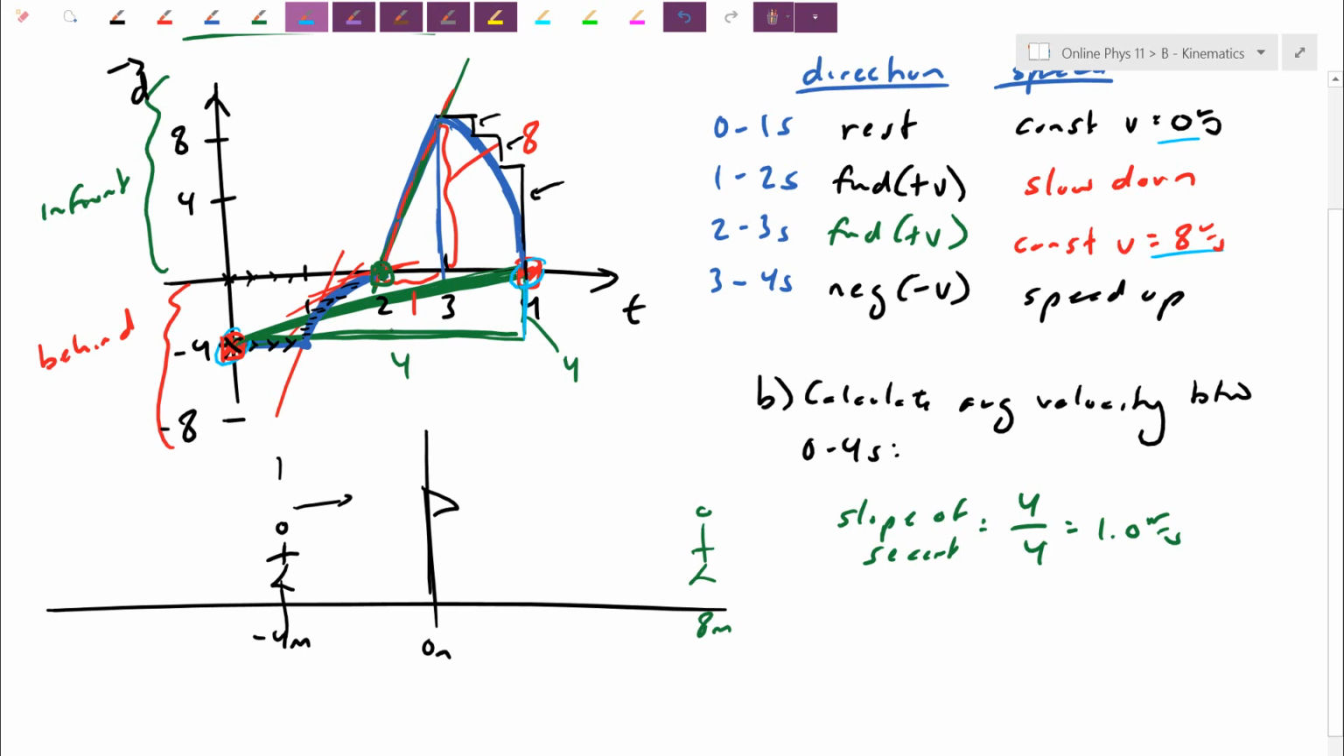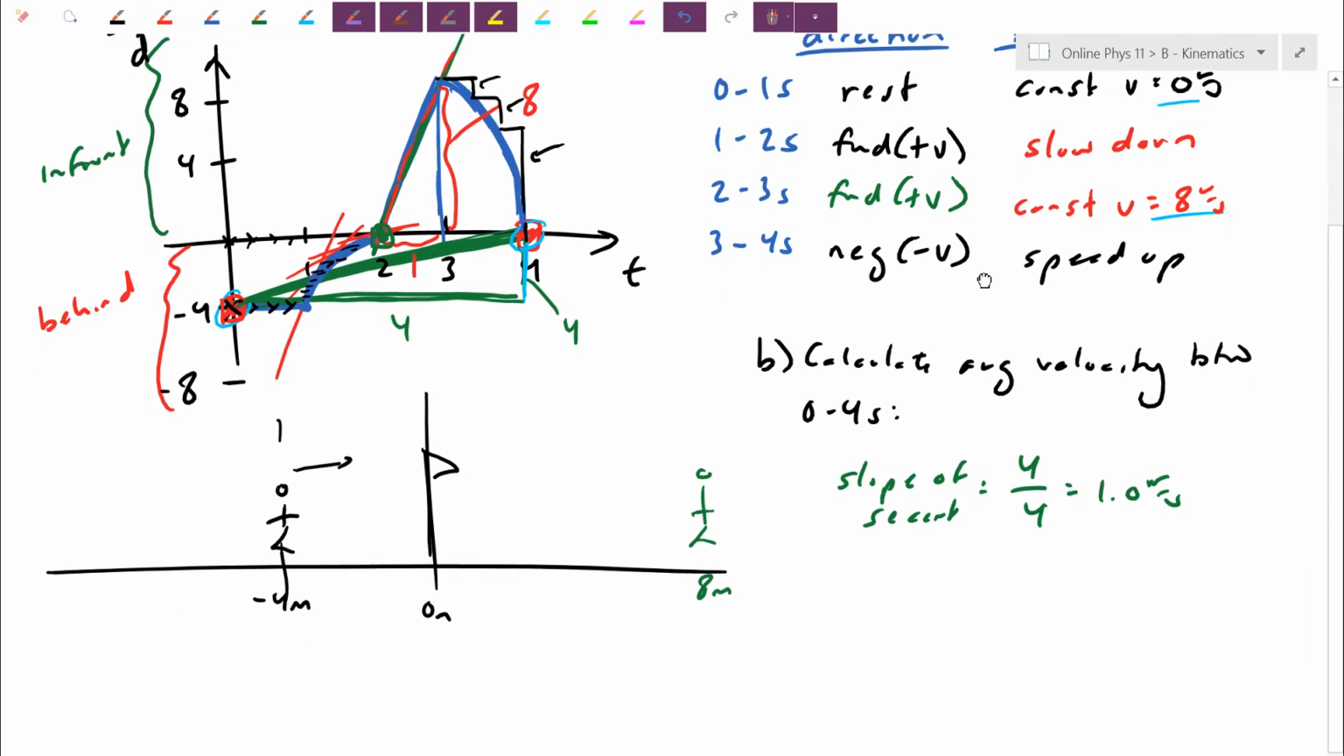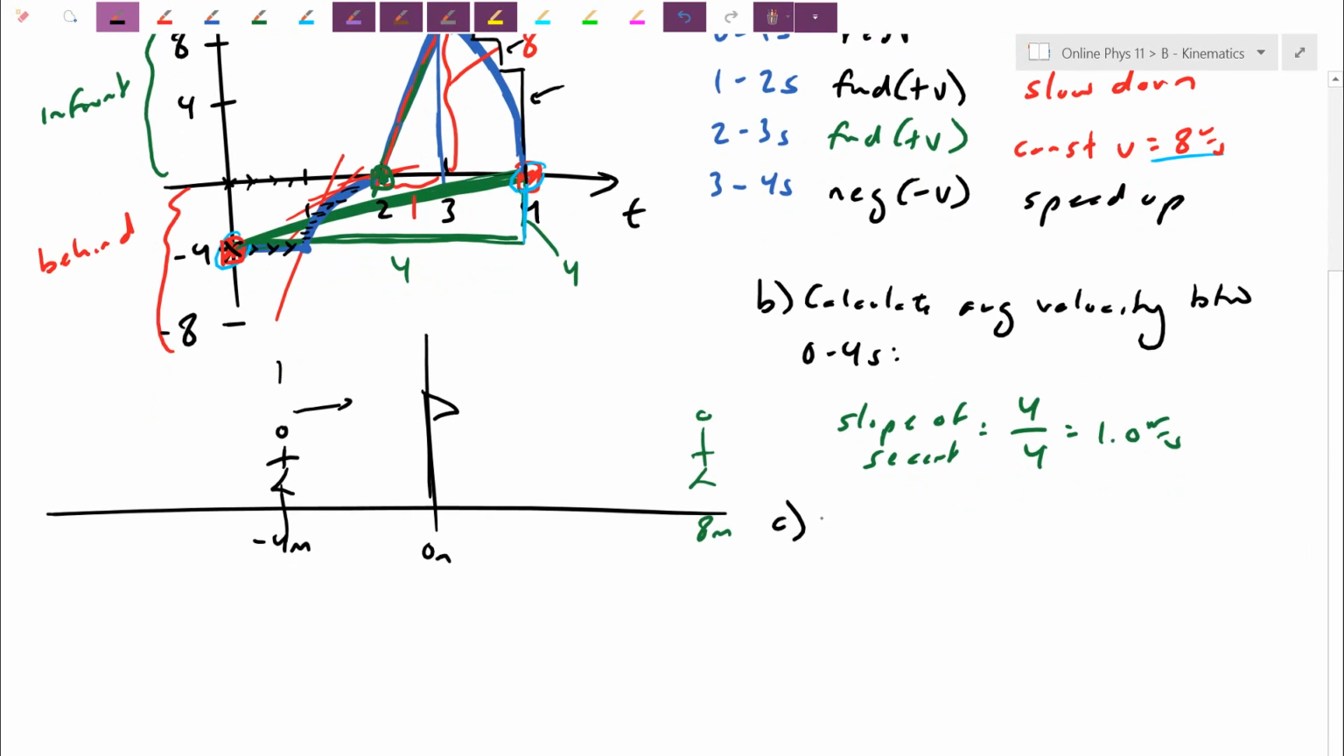I only need to get 4 meters in 4 seconds, and therefore that's that slope. Especially when we have a curve here, they might be asking you part C of the question. I want you to calculate or find the instantaneous velocity. Can you calculate the speed at one particular instant in time? Calculate the instantaneous velocity at, let's do 3.5 seconds.